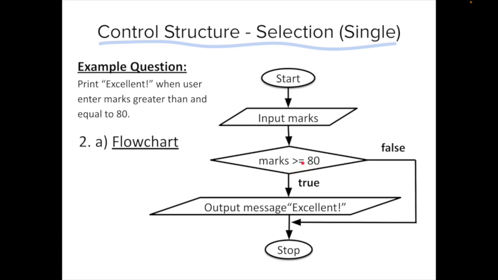Okay, if it's true, if the marks equal 80 or more than 80, it will give output or will display message excellent and then stop. If false, it will do nothing, it will be null and it will continue execute pergi ke stop. Okay, inilah kita panggil single selection punya control structure. It means that hanya ada satu sahaja statement. Okay, bahagian sini tak ada. Itu yang kena take note.